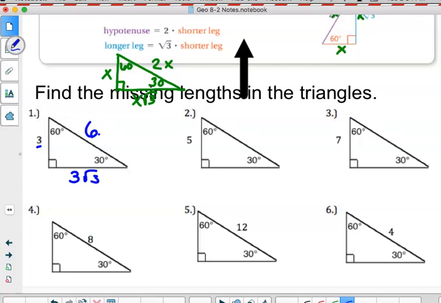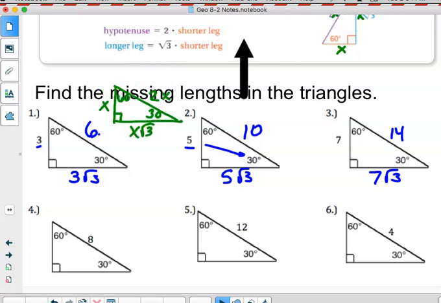Quickly, quickly, fly. Use the pattern. Remember here, the short leg is 5. It is opposite the 30. So the longer leg is 5 the square root of 3, and the hypotenuse is 5 times 2, which is 10. Short leg is 7. Longer leg is 7 the square root of 3. Hypotenuse is 7 times 2, which is 14. Now, that's the first iteration of things. Wow, that's kind of cool.